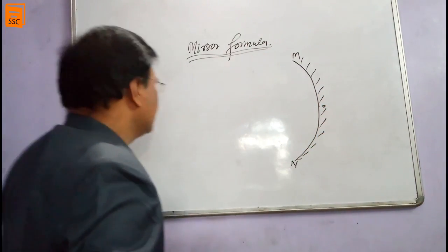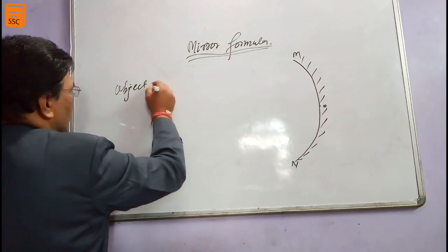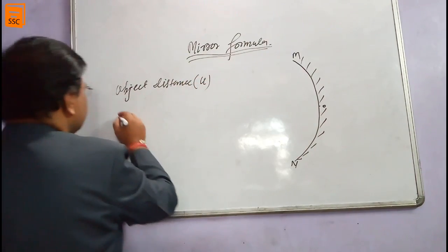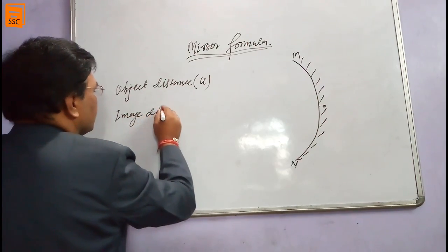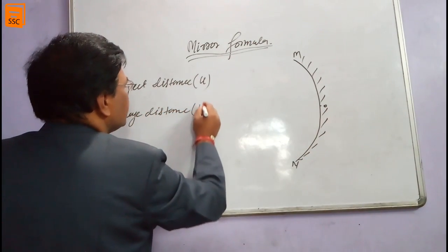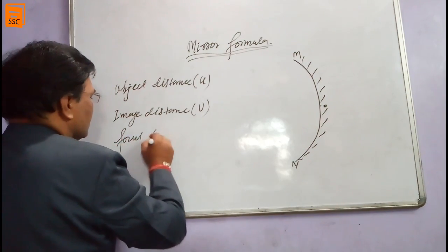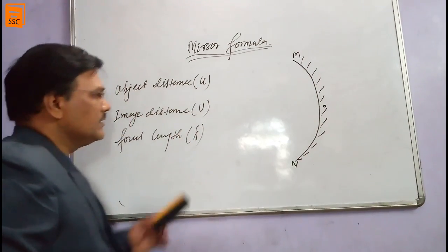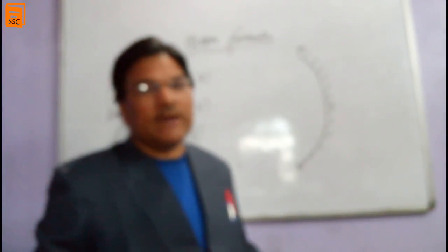We are discussing three things here. Object distance, that is denoted by U. Image distance, that is denoted by V. And focal length, that is denoted by F. We have a relation between object distance, image distance and focal length, considered as the mirror formula.